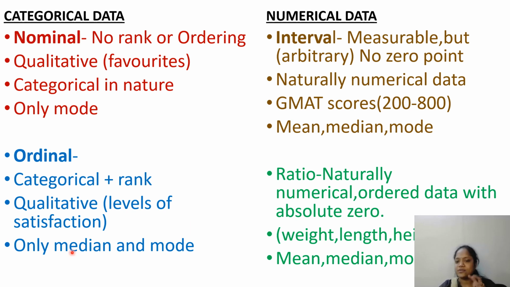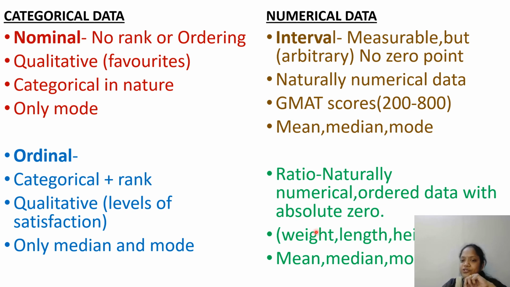Next, ordinal, categorical also, rank also there. Qualitative, levels of satisfaction. Okay. Then only median and mode we can find. Numerical data. In numerical data, it's measurable, but arbitrary, no 0 point is there. Naturally numerical data, GMAT scores, and range is there in numerical data. Mean, median, and mode, these three we can find.